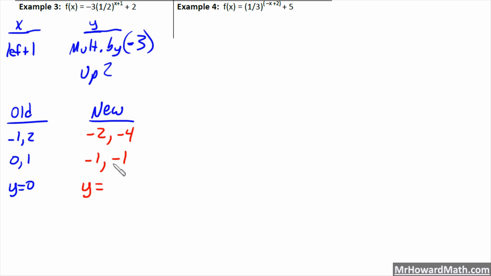Also, the horizontal asymptote moves up and down. The multiply by -3 doesn't change anything for that. Just the up and down movement moves the horizontal asymptote. So up 2 would take it to y equals 2. So, kind of running out of room here.